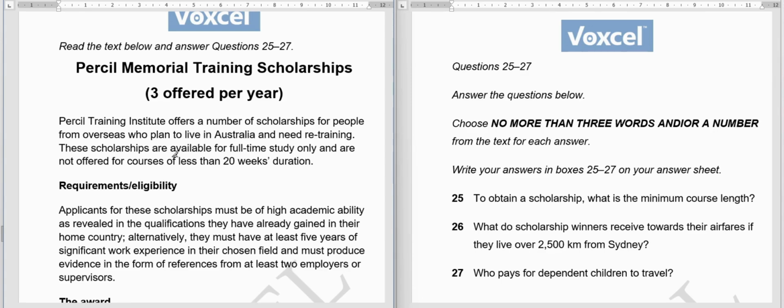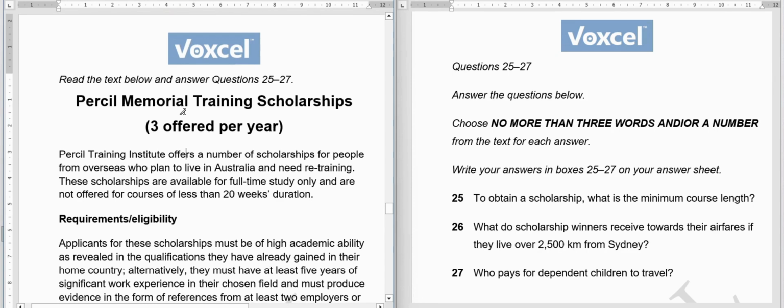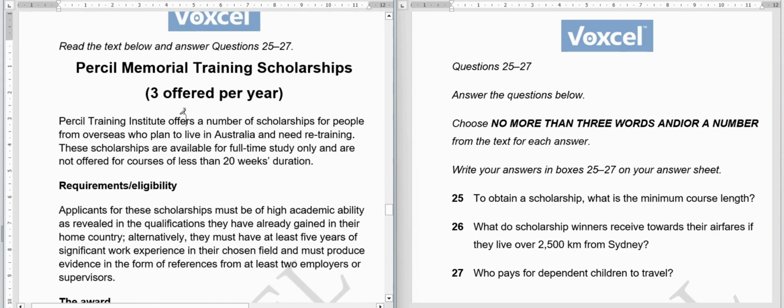So let's come again to this particular text. What we're going to do is read the title of the text. It is saying Percil Memorial Training Scholarship. So now we are talking about the training scholarship of this particular institute, Percil. Three offered per year. So they are offering three scholarships per year. Now we're going to go straight to the questions and see what kind of questions we are dealing with.